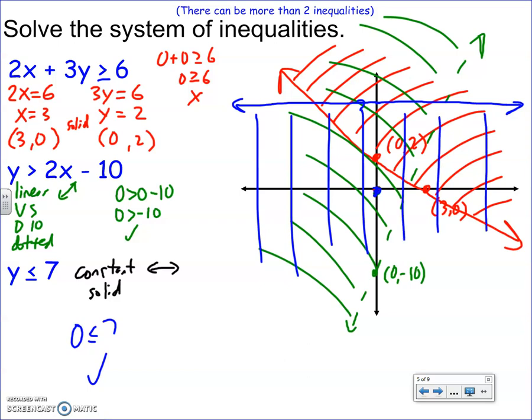Now if you look at the picture, it looks kind of messy, but there's overlap. Where's it all 3 colors? Blue, red, and green. It's right here. So if you can tell, it's this right. It makes a little triangle. Alright, so all this right here is our feasible region. Any point in this area will make all 3 inequalities true.